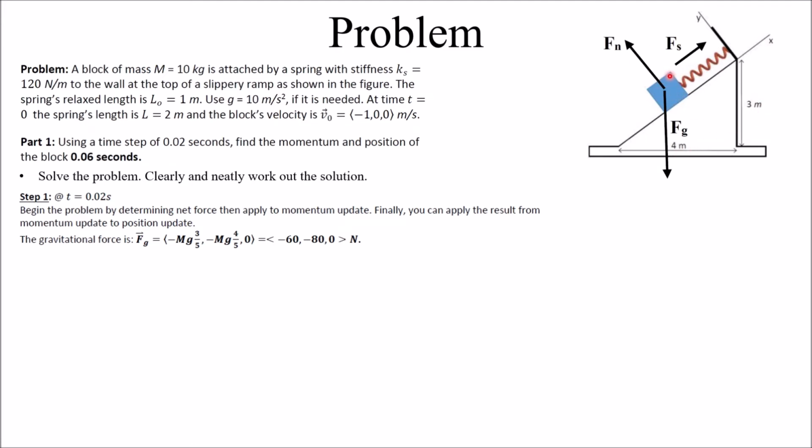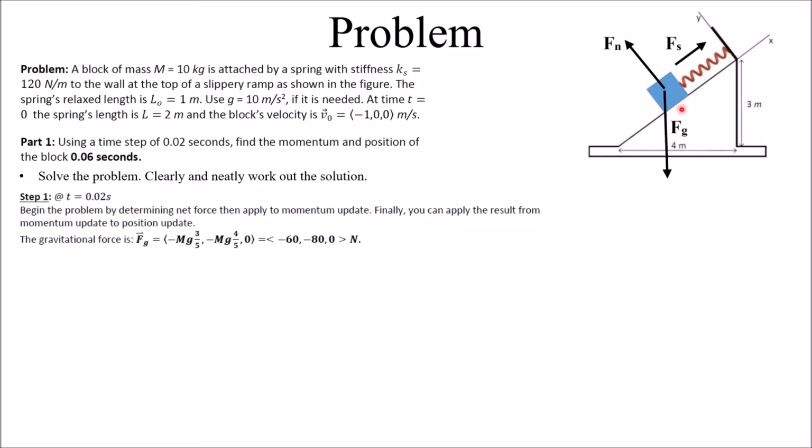And so we have a 3, 4, 5 triangle, and we know that sine theta is going to be opposite over hypotenuse, so that'll just be 3/5, and cosine theta is going to be adjacent over hypotenuse, which is going to be 4/5. And so gravity acting down the ramp is going to be negative mg sine theta, being 3/5, and negative mg cosine theta, being 4/5, is going to be acting into the ramp. And so that's what gravity's doing.